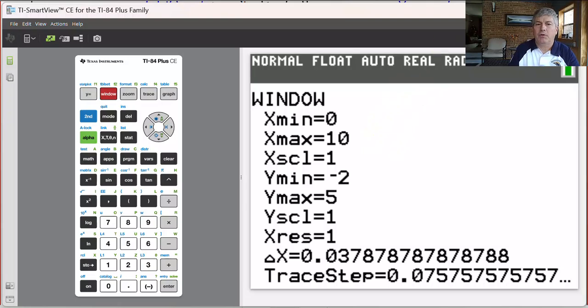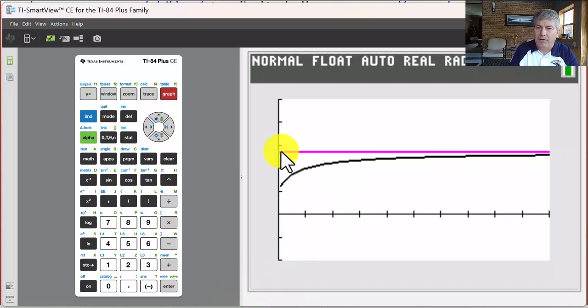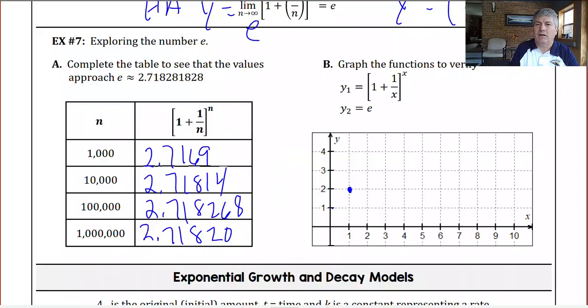Looks pretty good on my window, and go ahead and graph those two functions. And you can see here as our graph is approaching that magenta line, that is our horizontal asymptote at y equals e. So we're getting closer and closer to e the whole time without touching it.